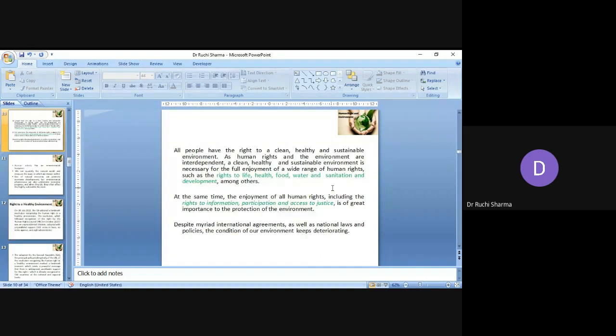So, all people have the right to a clean, healthy, and sustainable environment. We have the right to life, health, food, water, sanitation, and development. We have the right to information, participation, and access to justice. But with the developments which are happening, our rights are getting affected.